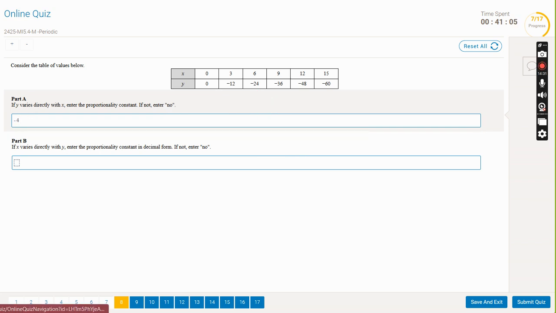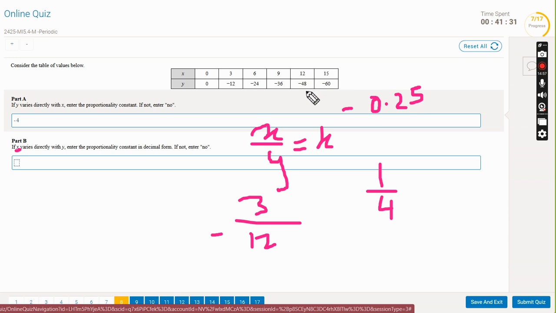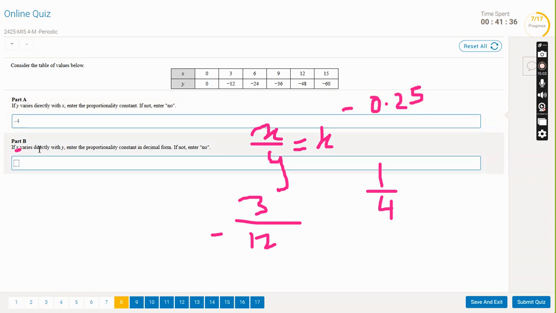Again, the next one, what will you get? If x varies directly with y, x goes up and y goes at the bottom, and it's k. Remember, because I said that x they wrote first. So x is what here? It's 3 over minus 12. So it will be 1 over 4, which is equal to minus 0.25. If I'm not wrong, let's go to the next one. Minus 0.25.